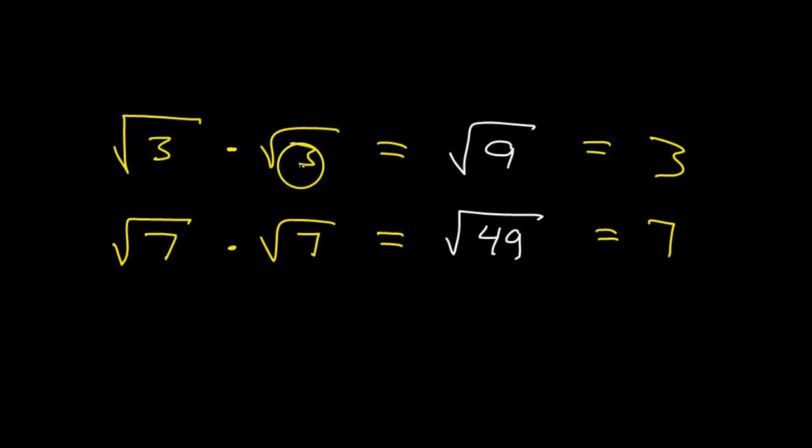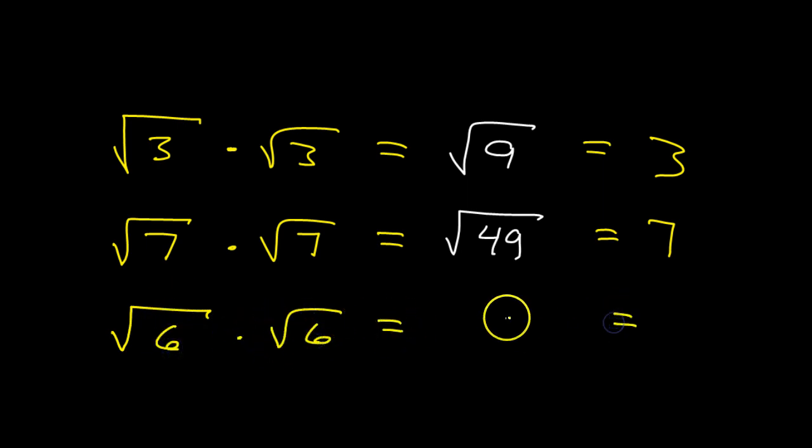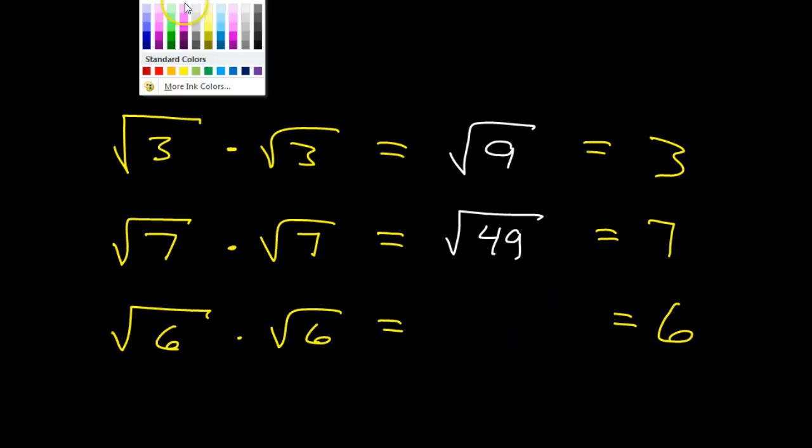Radical 3 times radical 3 is 3. Radical 7 times radical 7 is 7. So can we not skip the middle step? Like if I had radical 6 times radical 6, can we skip the middle step and go straight to the answer? What's that going to be? It'll be 6. Now sure, if I want to go back and think about why, I could.